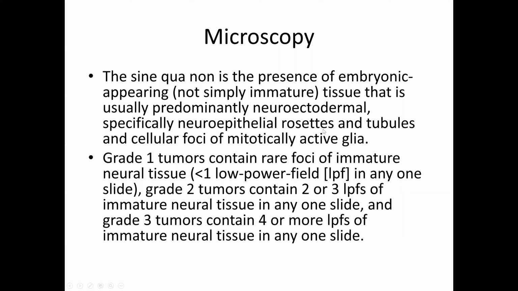So finding neuroepithelial rosettes or neuroepithelial tubules and mitotically active glial areas, this is what you need to classify something as an immature teratoma. The grade 1 tumors typically have only rare foci of this, less than one low power field in any slide. Grade 2 tumors have slightly more, and grade 3 tumors contain 4 or more low power fields of immature neural tissue on a given slide. Now, those are rather loose criteria, and so there's a degree of subjectivity involved with this, and hence it may be prudent to compare your grading with others who have had perhaps more experience.